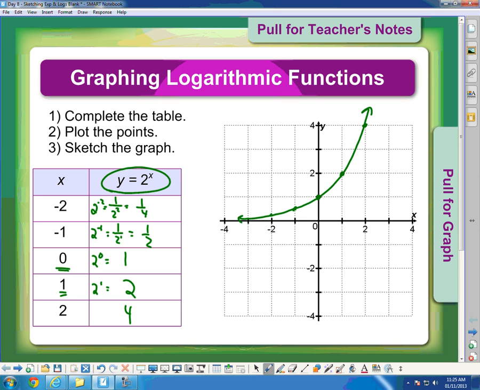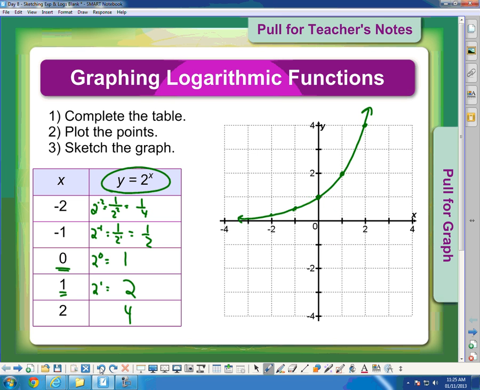And we go from there. If you remember some of the properties of exponential functions, you'll remember that all exponential functions will go through this point (0, 1), because it doesn't matter what the base is, anything to the power of 0 is going to be 1. So they all go through that point, regardless if it's 2 to the power of x or 3 to the power of x, all of them will go through that point.